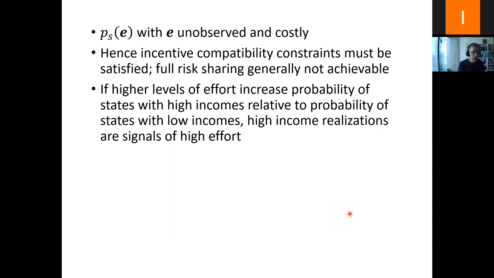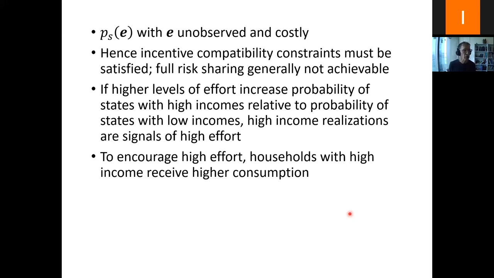If higher levels of effort increase the probability of states with high incomes relative to the probability of states with low incomes, that's how we think effort works. If you work hard, you're more likely to get a good Y. You're more likely to get good income. If that's true, then high income realizations, if you do get high income, that's a signal of high effort. So you should be rewarded. So to encourage high effort, the Pareto planner rewards households with high income by giving them higher consumption. And that means insurance is incomplete.